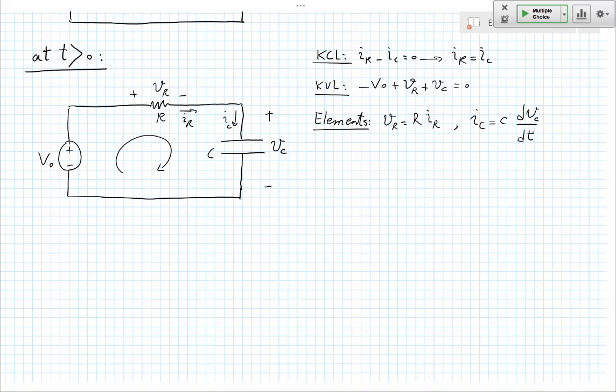So I don't really have a whole lot of equations. Maybe let me just replace IR with IC. So I could say this one says VR is also equal to R times IC because of that KCL. So how do I combine these to get one equation that has VC in it? And that will be a linear differential equation that I can solve.